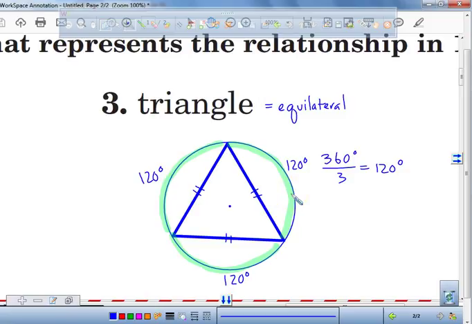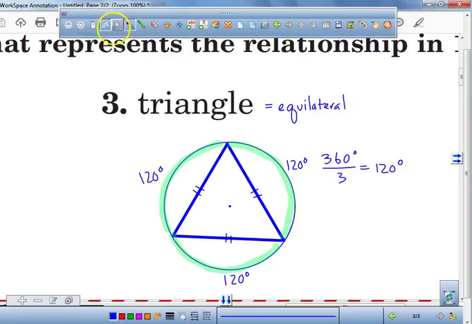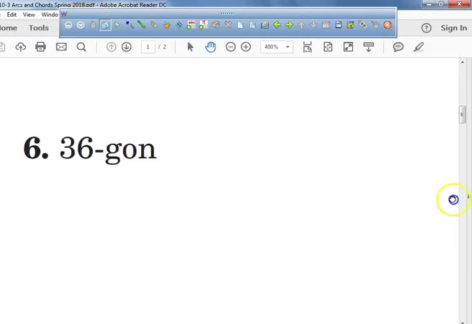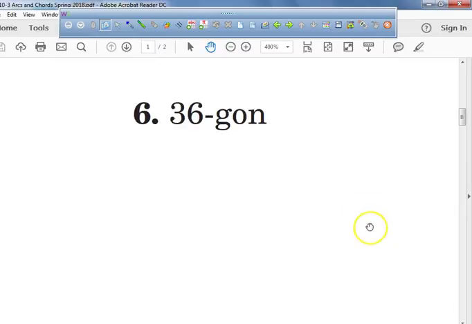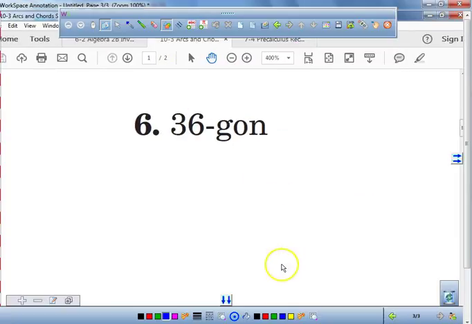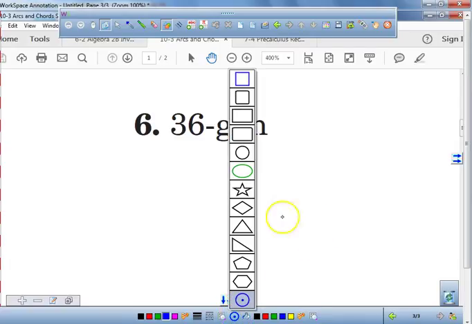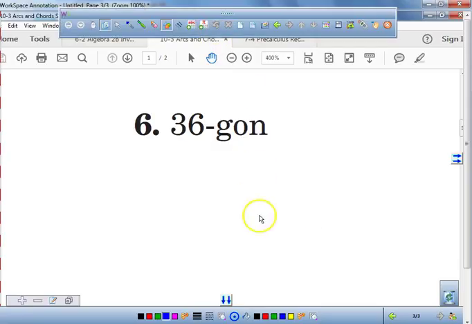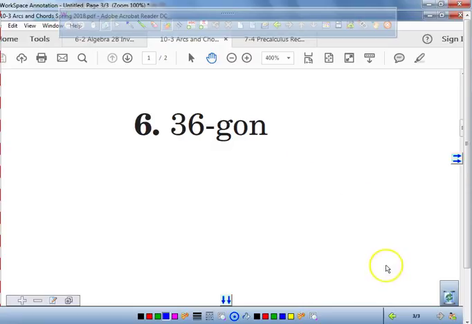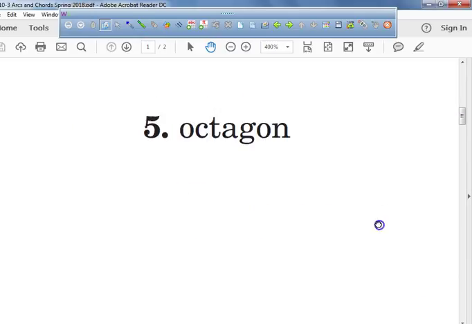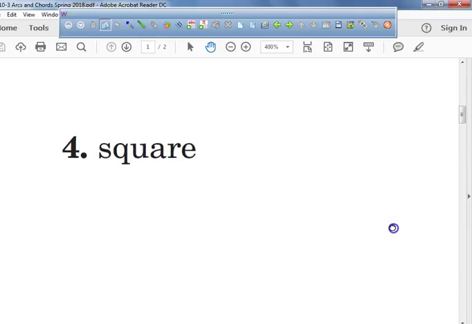Now, you don't have to draw the picture of the 36-gon, okay? Because if you try to draw a 36-gon inscribed in a circle, it's not working. By the way, this is what a 36-gon would look like from far, far away. That's what a 36-gon would look like from a really long distance. It would almost look like a circle, because of how many sides it has. You don't have to draw that one. But which ones do I want you to draw? An octagon and a square.